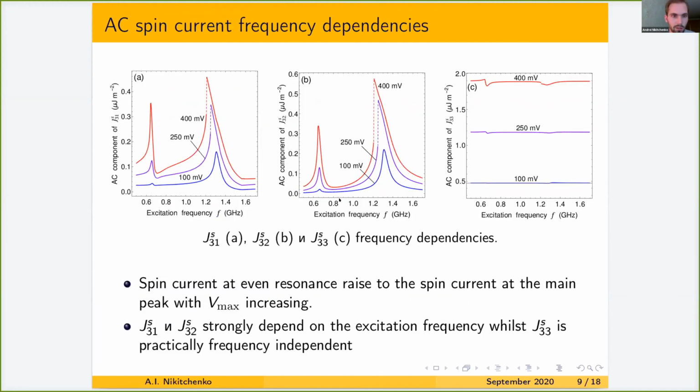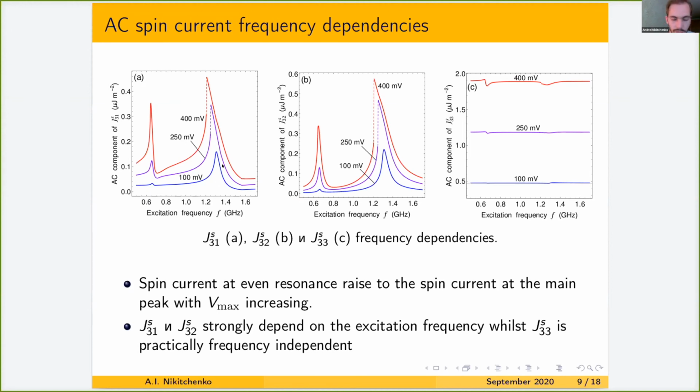And now we can plot an intriguing frequency dependence of AC spin current entering gold. Here one can see all 3 components. And we find that the AC spin current entering gold in the secondary peaks is almost equal to the spin current in the main peak. That means that if we apply the microwave voltage with low frequency, we can expect AC spin current which is large enough, almost as large as the main peak.